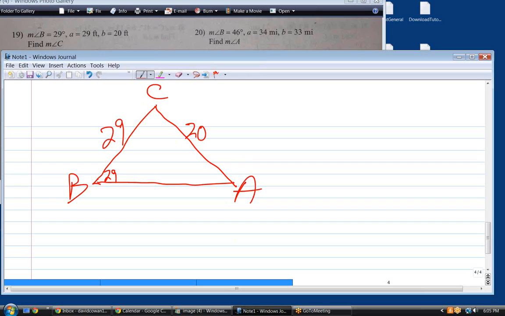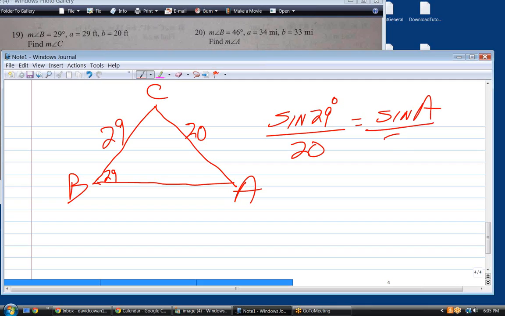So what's the next step? We have to find angle A to find angle C. Okay, so the next equation? So sine 29 over 20 is equal to sine A over 29. Go ahead and figure out what sine A is equal to.